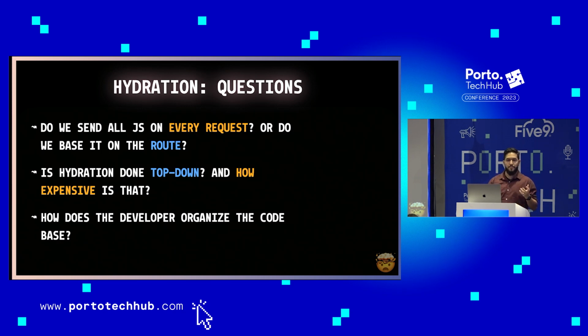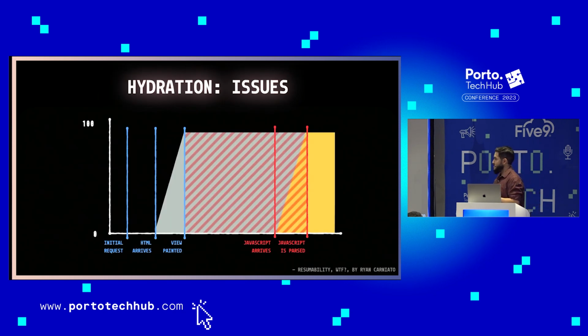For example, if you're implementing it, do you send all the JavaScript on every request, or do you come up with some strategy like sending it by route? And also, you do hydration top-down, and if you do that, how expensive is it? And last but not least, how do you orchestrate all of that in a nice developer experience? So it's complex, and hydration also has issues.